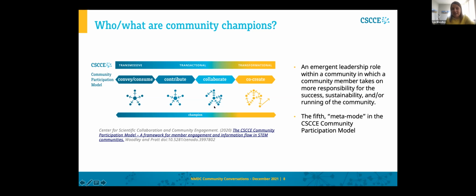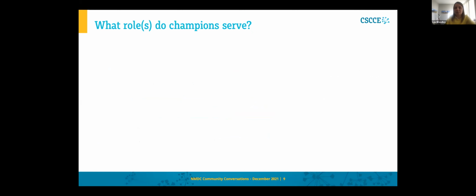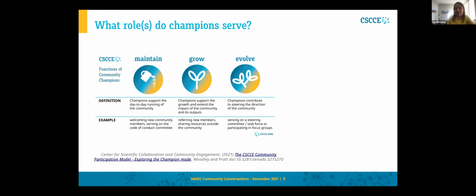They might then be sending out emails to summarize what happened in the working group. And so they're using the convey consume mode. But really they're helping to supplement the activities of a community convener or community manager by stepping up into these emergent leadership roles. So we tend to characterize, this is all in our second guidebook on the community participation model, we tend to characterize the roles of champions as three broad categories.